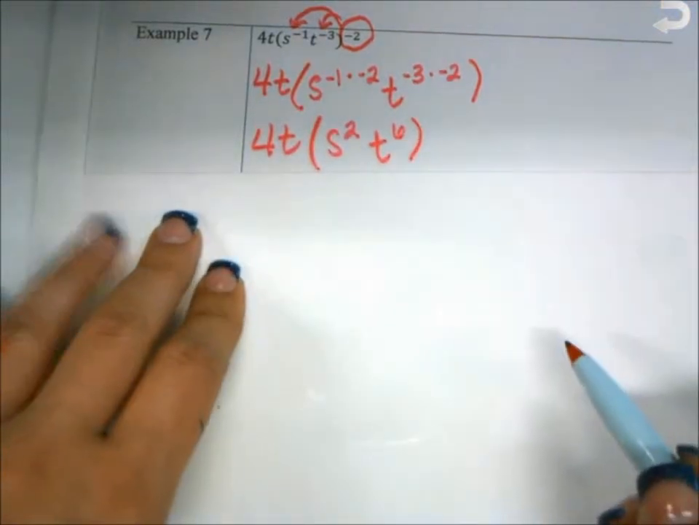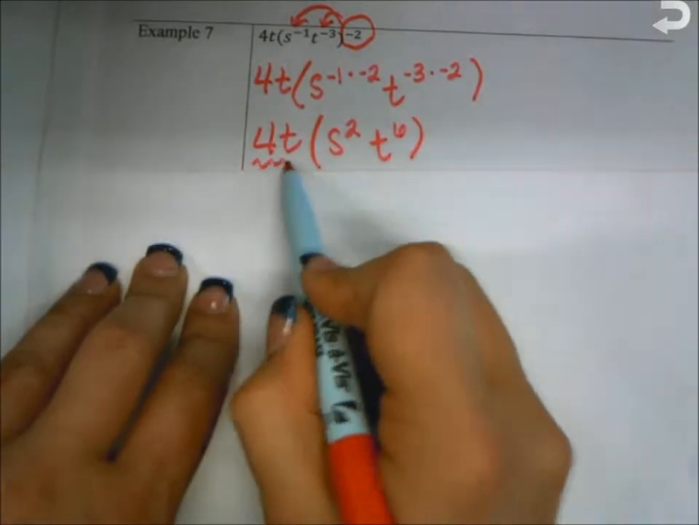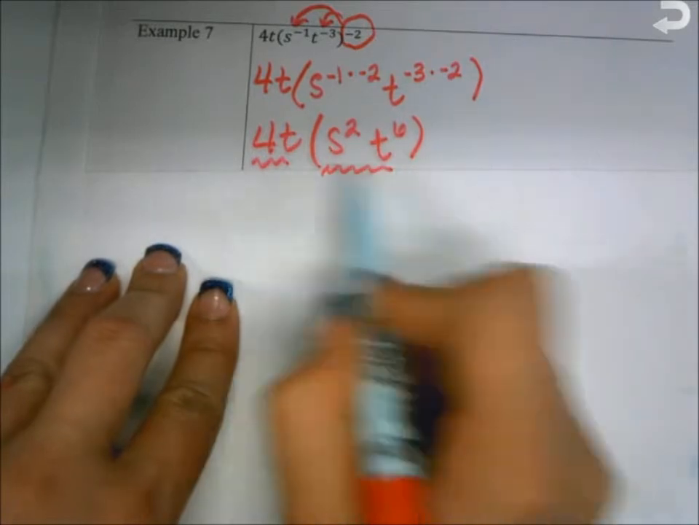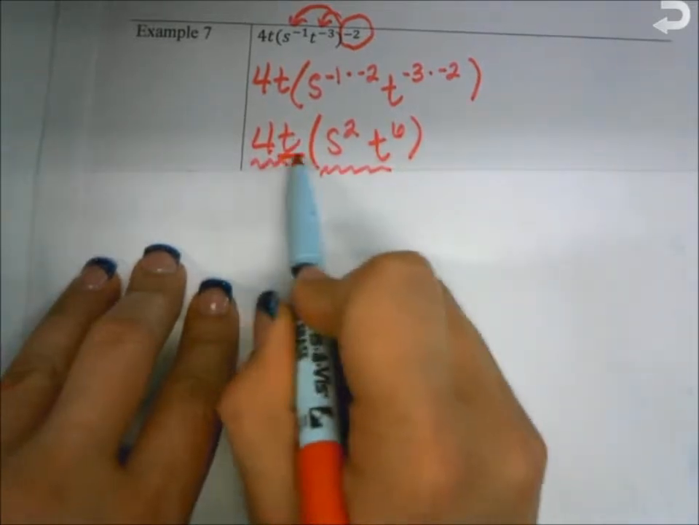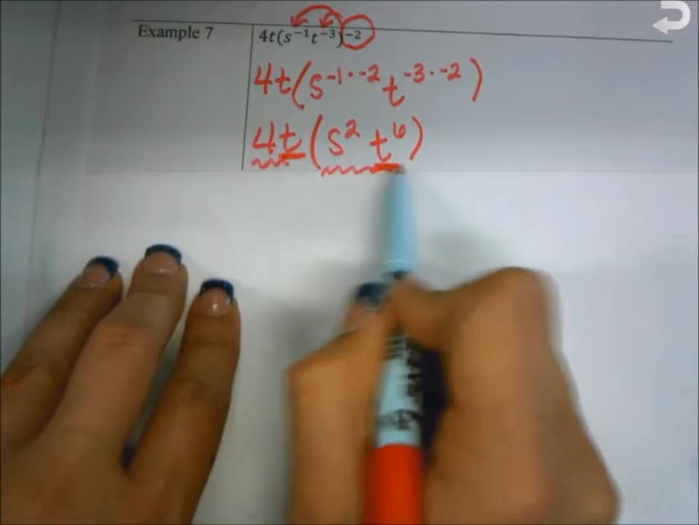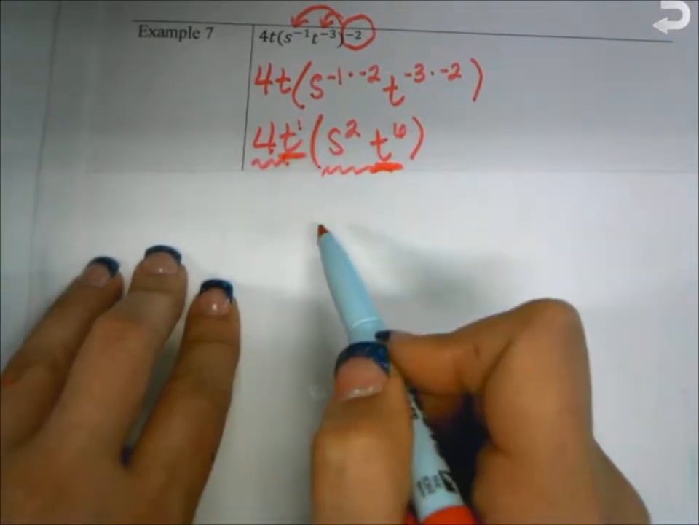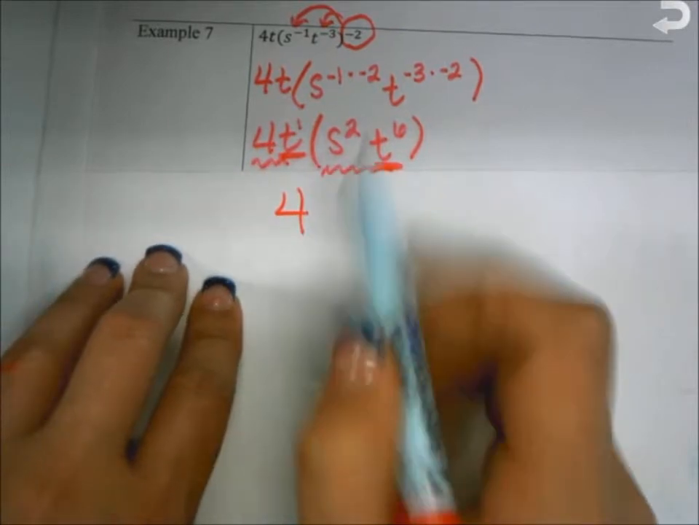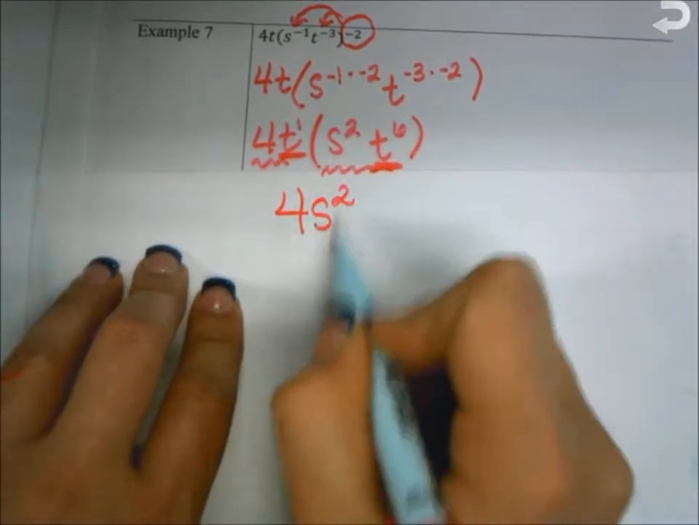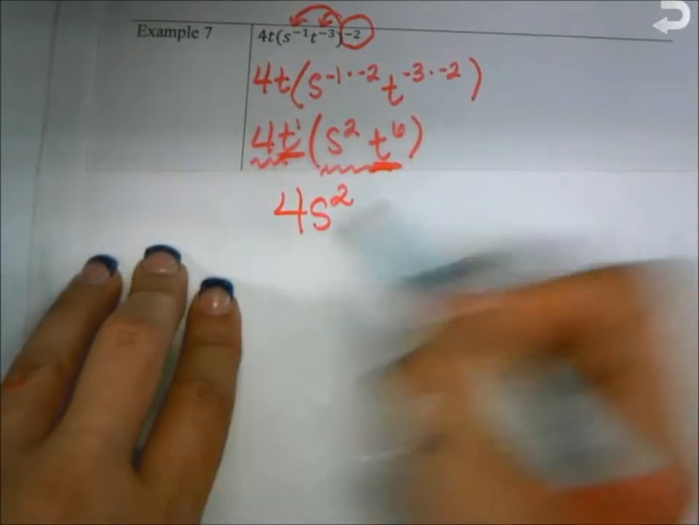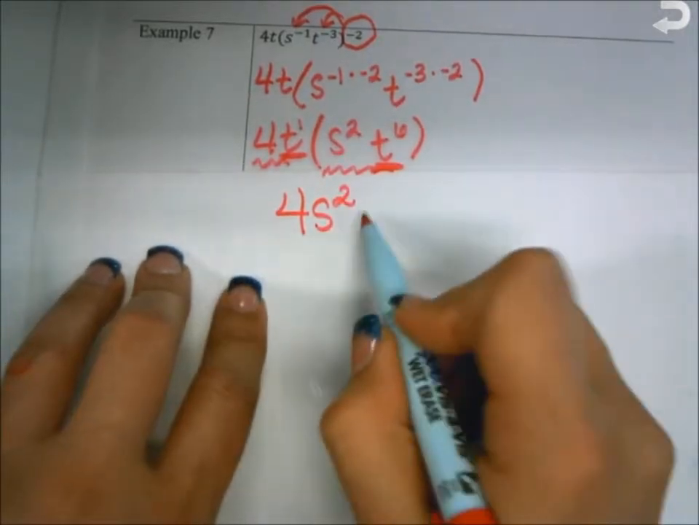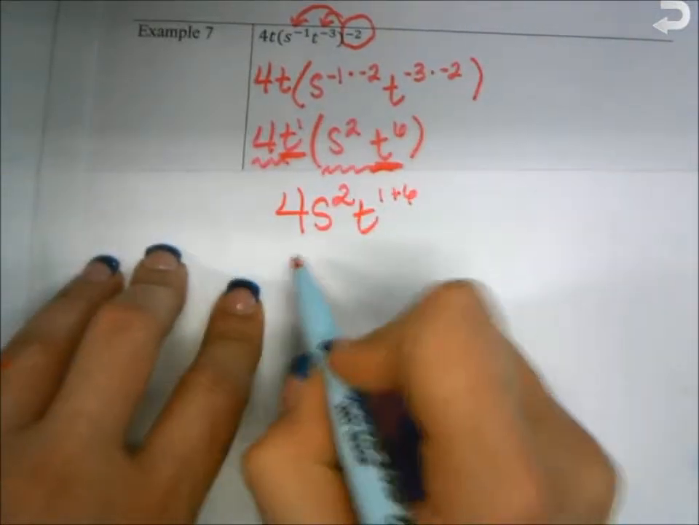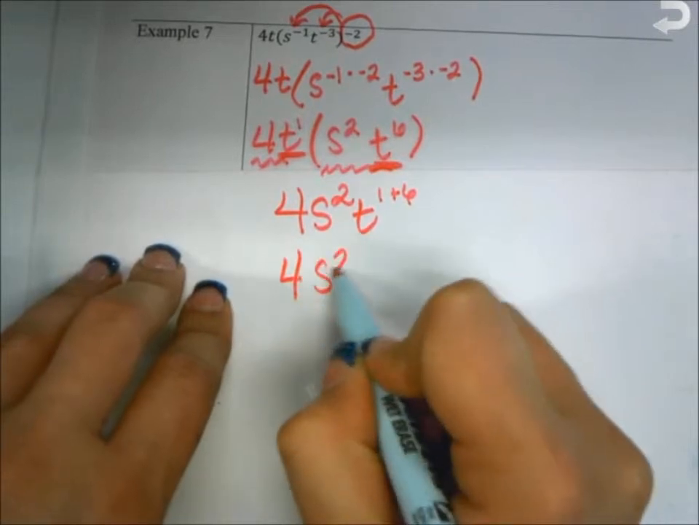So when I multiply these, I can combine the bases t and t. This t is to a power of 1. So when we multiply, we're just going to rewrite our coefficient first, s squared, because nothing can combine with the s squared. There's no other bases of s. And then t to the 1 plus 6. So that simplifies to 4s squared t to the 7th. Everything has a positive exponent, so that is our answer.